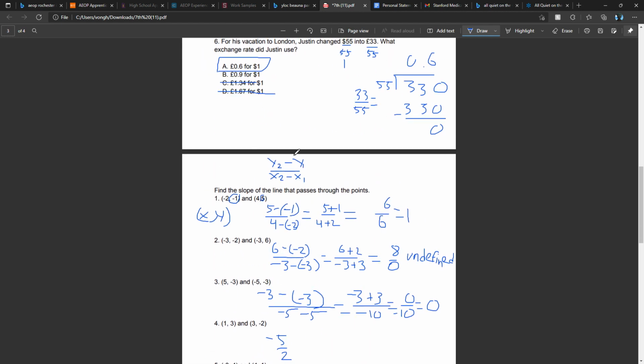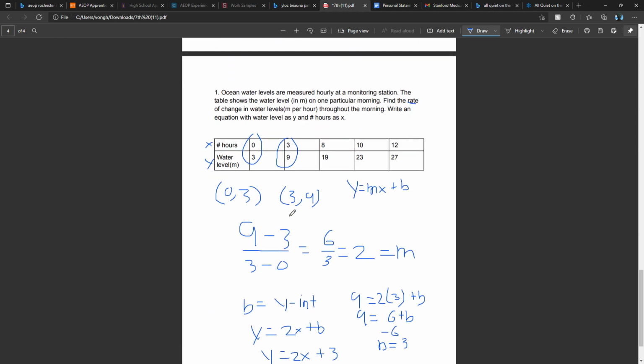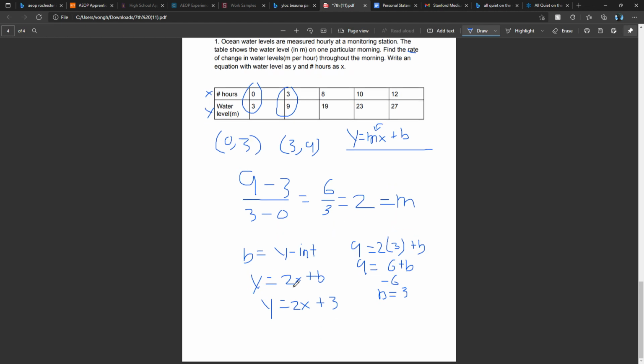You use the slope formula, which is right here. Plug in all your x and y's, so you get 9 minus 3 over 3 minus 0. You simplify, you get 6 over 3, and then you get 2. So this is 2, and this m doesn't mean meters. Because here we have the equation y equals mx plus b, and this 2 right here is the m value. So we plug in 2 for m.